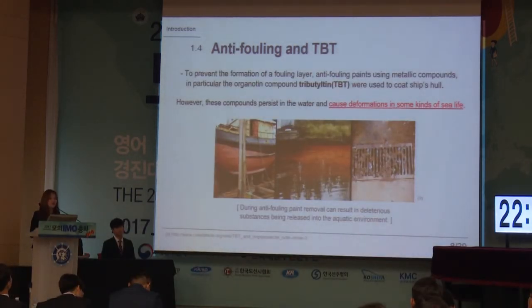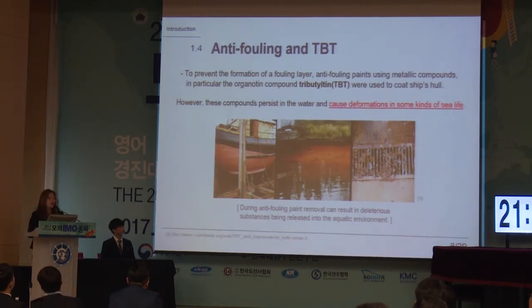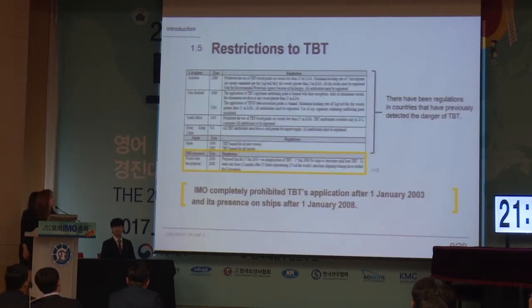To prevent the growth of such a fouling layer, paints containing tributyltin, known also as TBT, have been used on hull coatings. However, these compounds persist in water and cause deformation in some kinds of sea life.